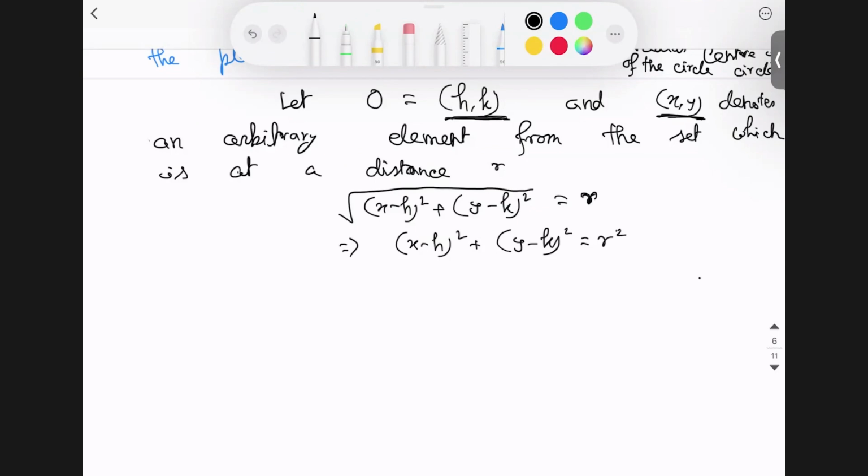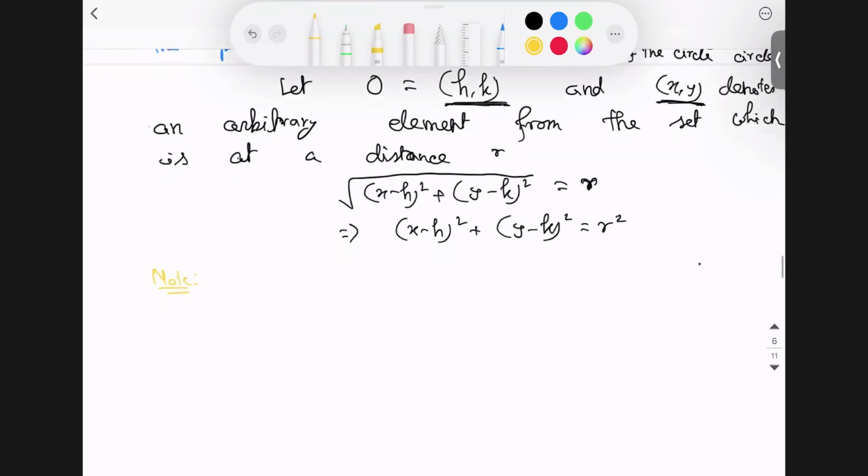And note that here r, h, k are fixed real numbers, and r should be positive.